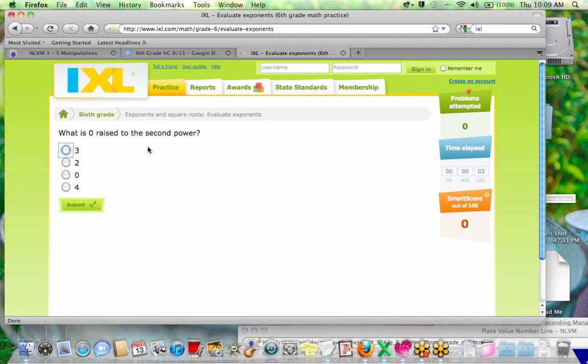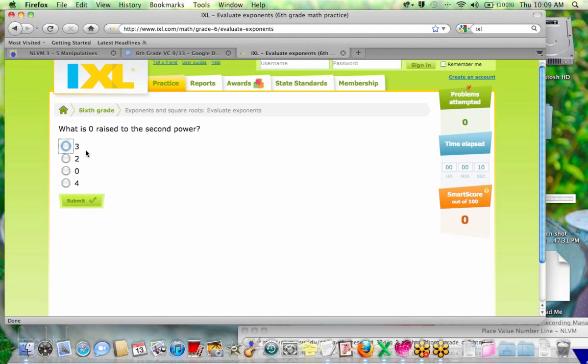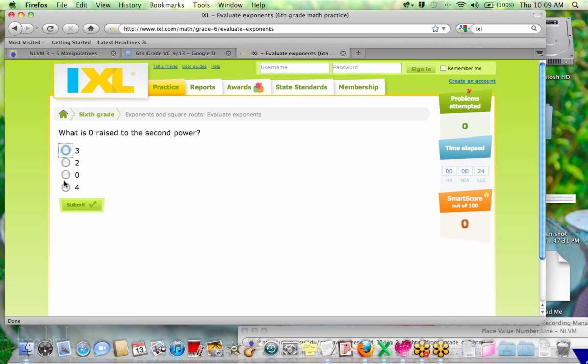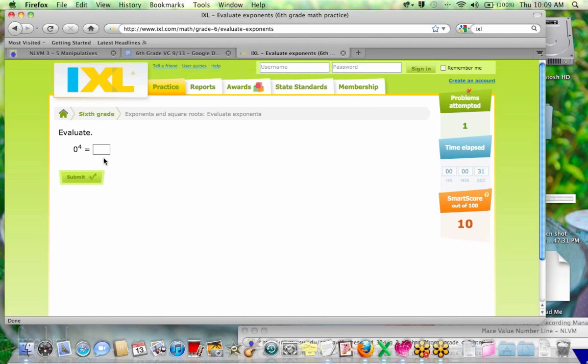What is 0 raised to the second power? Ooh, that's a trick question. You could just type in the answer to this one. 0 to the second power. Cool, okay. Looks like most people are saying they want me to vote for 0. Let's see. Very good. 0 to the fourth power. What should I type in?